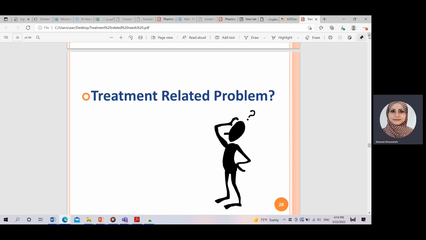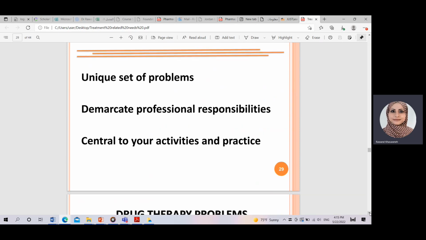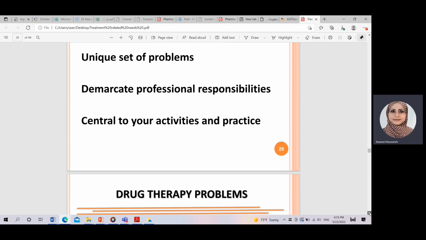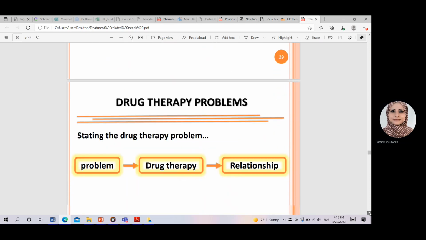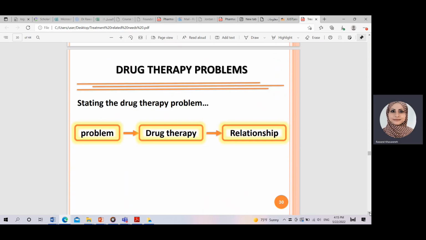Drug therapy problems constitute a unique set of healthcare problems that is the responsibility of the pharmaceutical care practitioner. Drug therapy problems define the unique scope of the practitioner's responsibility. So it's part of your responsibility as a healthcare professional to identify drug therapy problems and center your activities and practice to resolve such identified problems.